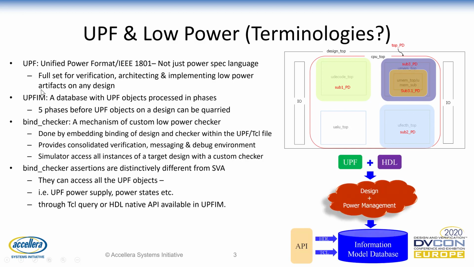Then, what is the UPF information model? In the diagram on the right hand side below, we see that UPF and design HDL are combined to create a database, which we call the UPF information model, that can be queried with HDL and Tcl API.